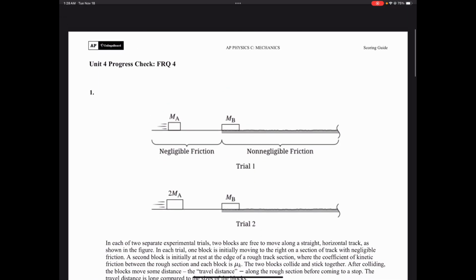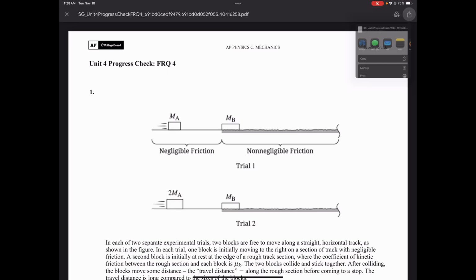Oh wait, whoops, I didn't do markup. Wait, how do I, yeah.